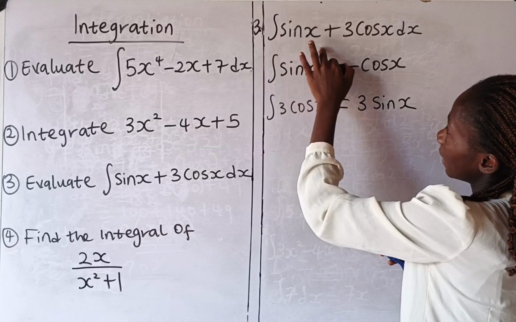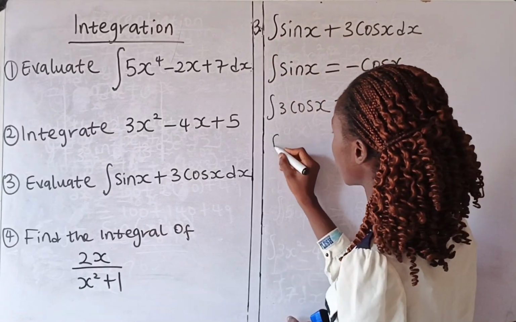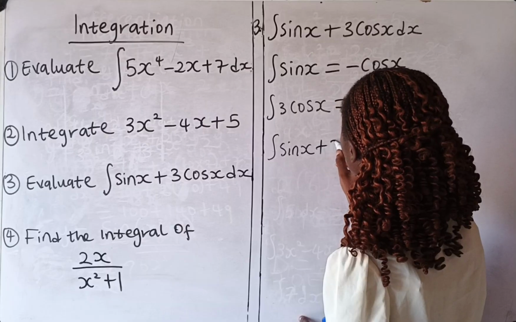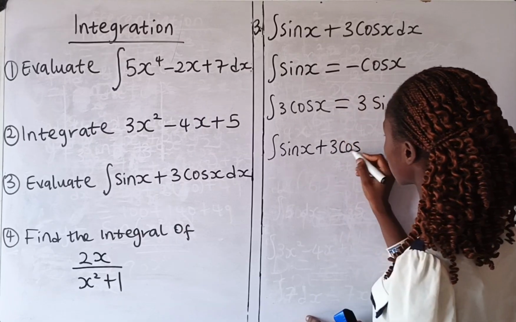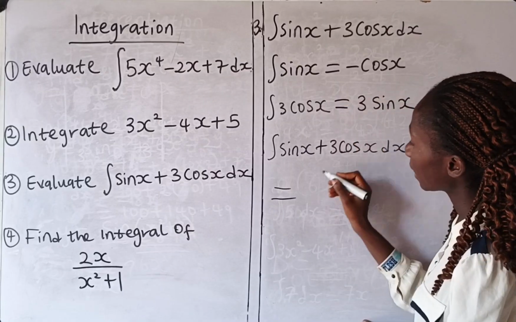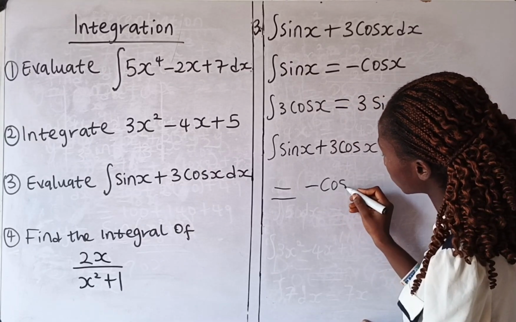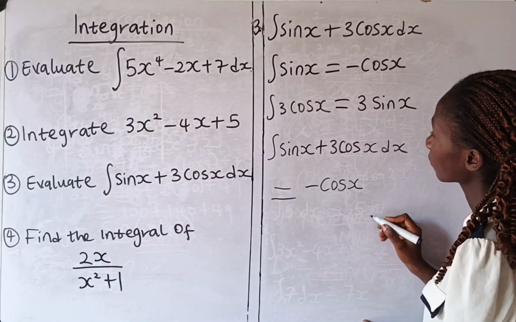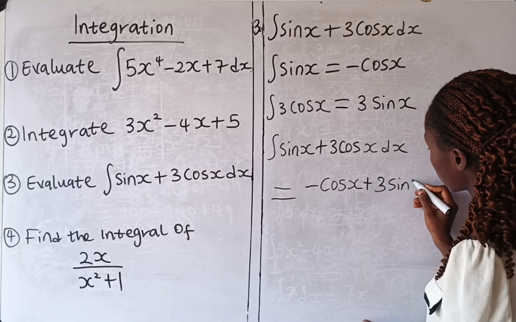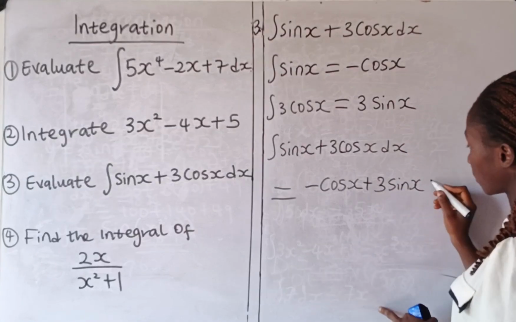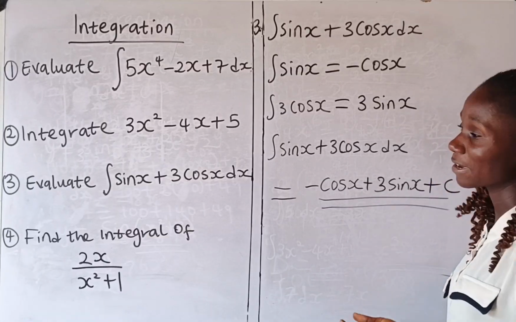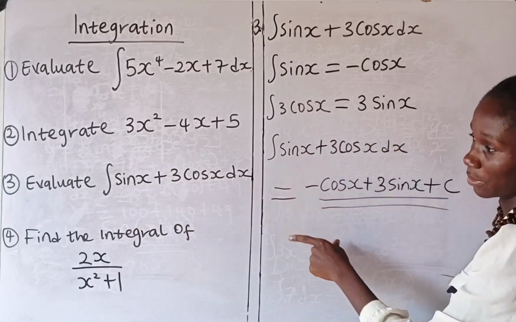So what do we mean by this integral? Integral of sine x plus 3 cos x dx. This simply means minus cos x plus 3 sine x. Don't forget to put your constant plus c. As simple as this. So this is all about question 3.